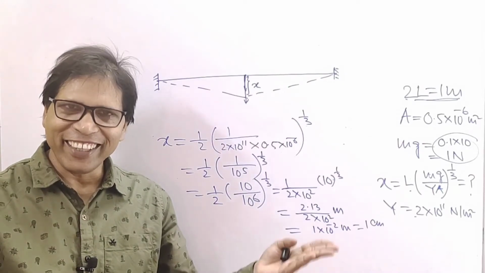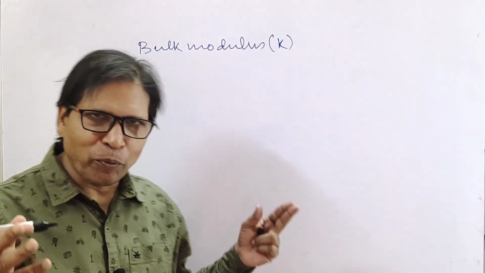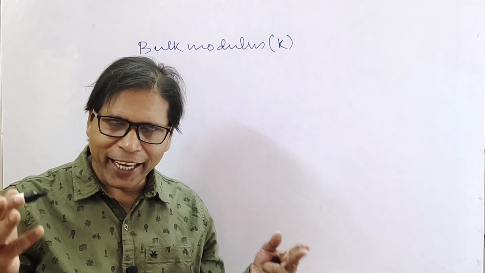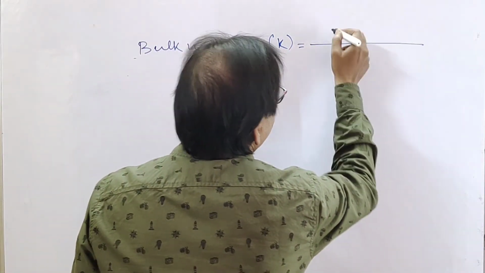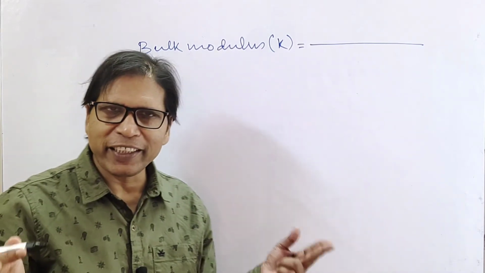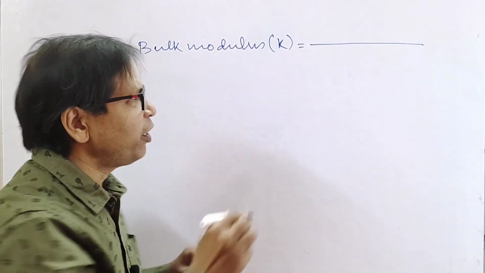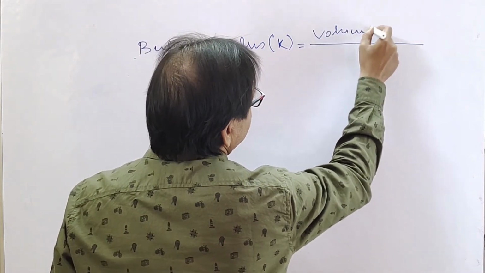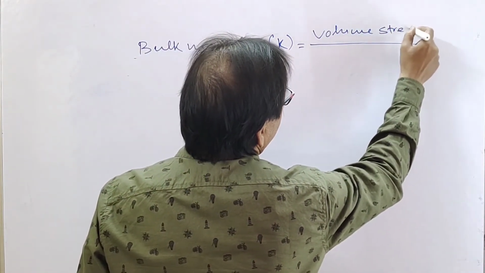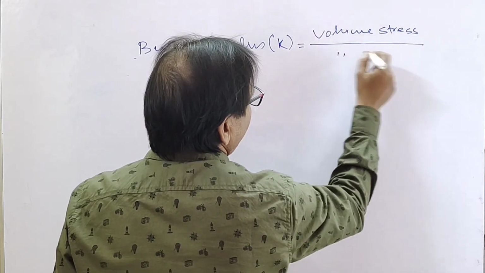Okay. Understood? Next, bulk modulus. Within elastic limit, bulk modulus is the ratio between volume stress and volume strain. Look at this, this is the volume stress divided by volume strain.